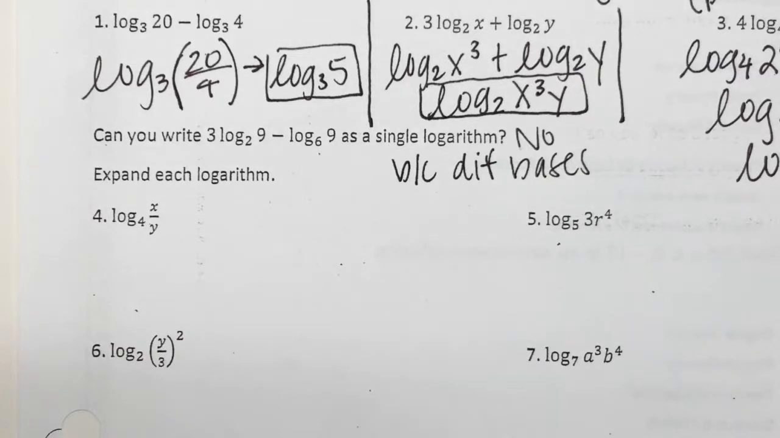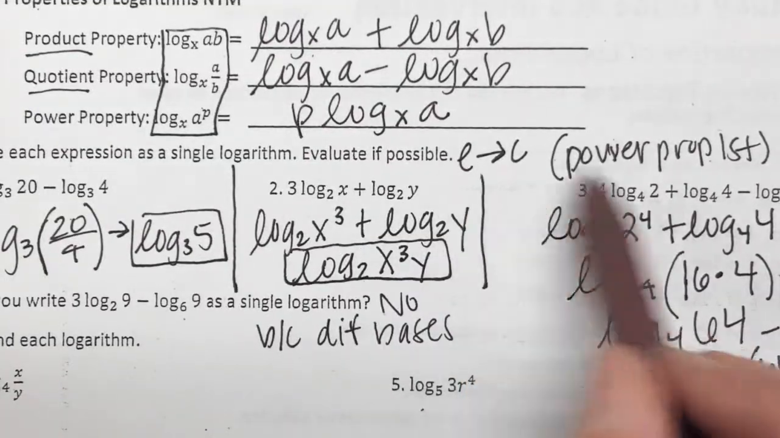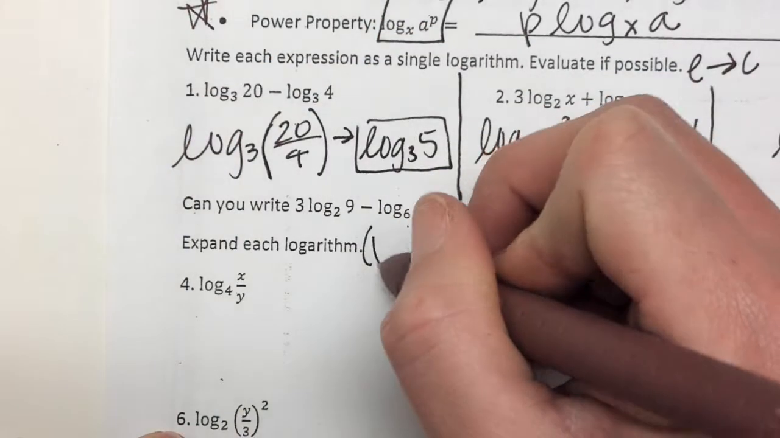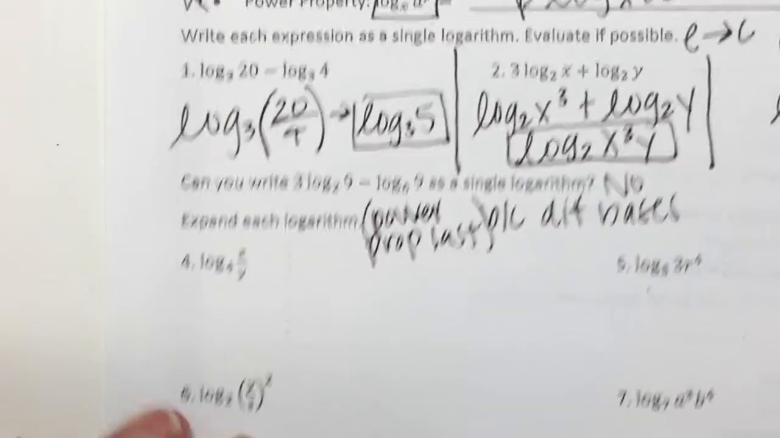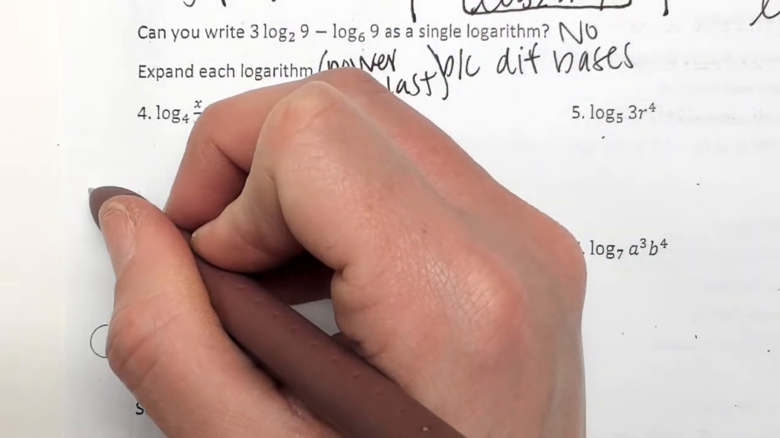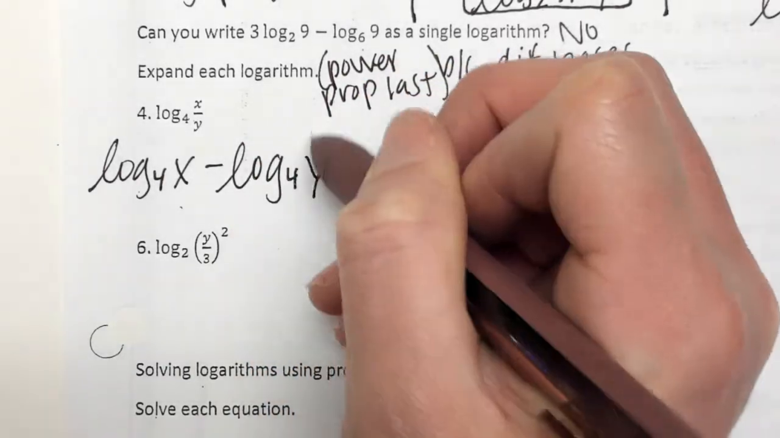Alright, so like I said, now we're going backwards. So the only thing you need to know on this, notice how when we went from expanded to condensed, we did power property first. Now we're going backwards, we're going to do what? Last. Good. Power property last. So this first one, what property are we going to use for number 4? Quotient. And we're expanding, so tell me how I can rewrite this. Log 4x minus log 4 9. Perfect. That's it.